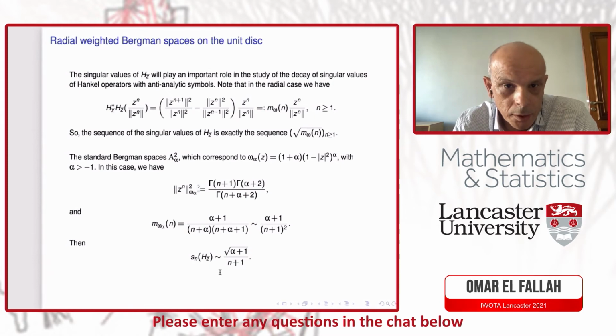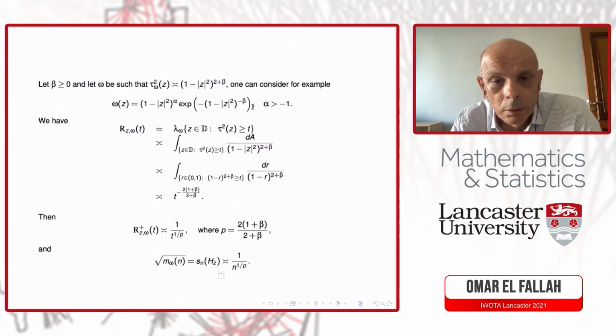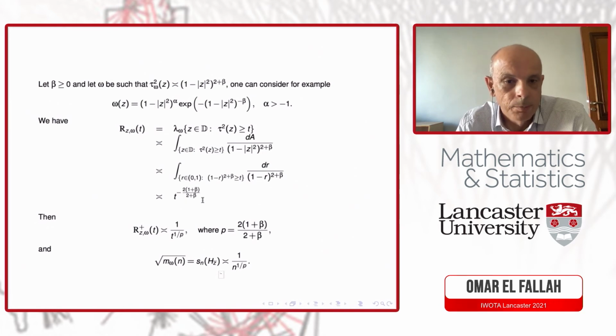I will give a generic example for the disk. If you suppose that tau square z is equivalent to this quantity, for example, one can consider this weight. For example, we can consider many others. So we can calculate explicitly the distribution function, which is equal to t to the minus 2 (1 plus beta) divided by (2 plus beta). And so the singular values are obtained by R z omega plus equivalent.